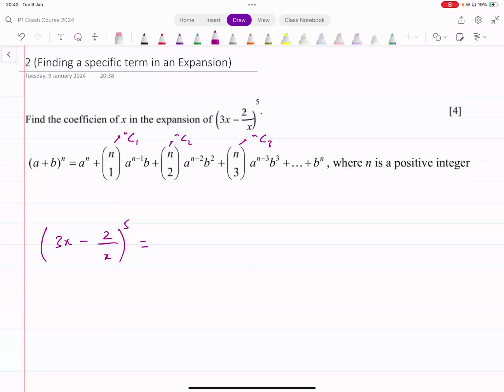Let's see what happens when we do that. So what's the first term? The first term is a. In case of a, we've got 3x. The second term is b. In case of b, we have minus 2 over x. And then we have a power on that. That is 5.